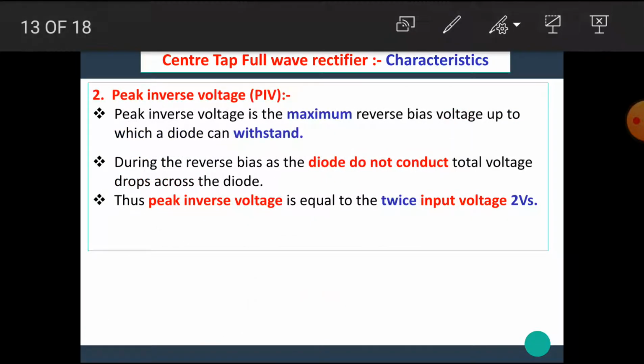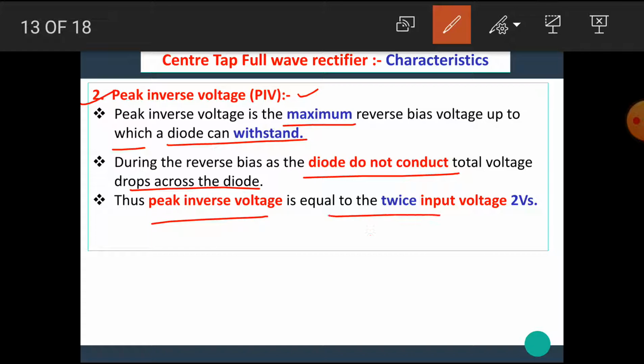Okay, the next characteristic is peak inverse voltage or PIV. The peak inverse voltage is the maximum reverse bias voltage up to which a diode can withstand. During the reverse bias, the diode does not conduct, and the total voltage drops across the diode. Thus, peak inverse voltage is equal to twice the input voltage Vs. That means PIV is equal to 2 into Vs.